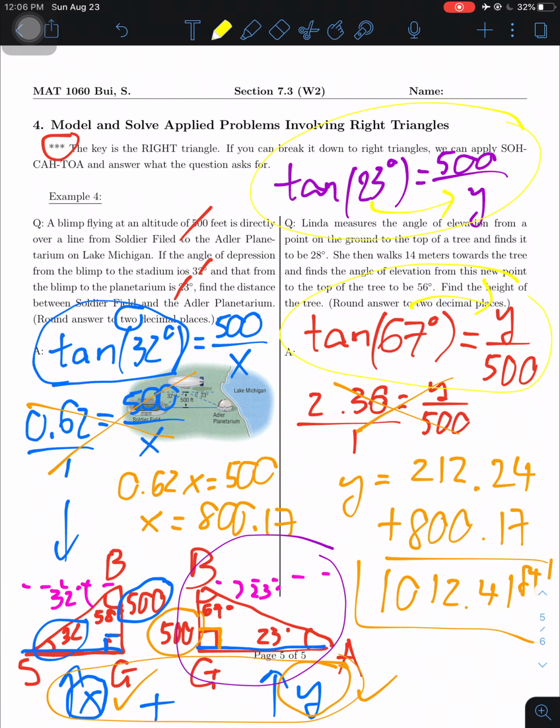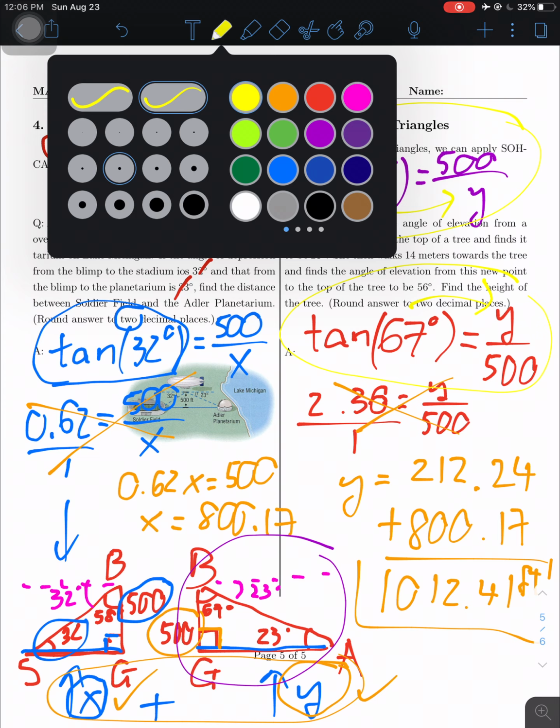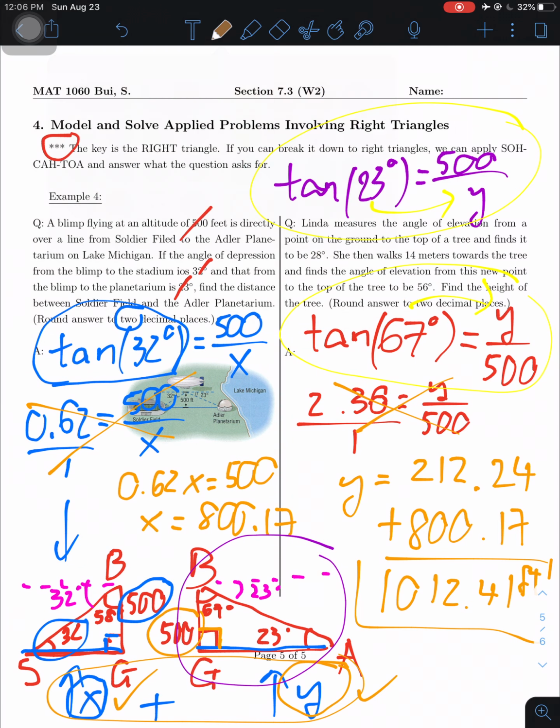Okay, and then same thing goes for the first triangle in here. Let me do it in brown. If you don't want to go for the angle of 32 degrees, you can actually do tangent of 58 degrees. And in here, opposite to 58, we have x. Adjacent to it, we have 500. Okay, and again, input it into the calculator, do cross multiplication, solve for x in here. Okay. All right, so those are the two ways to do this one.